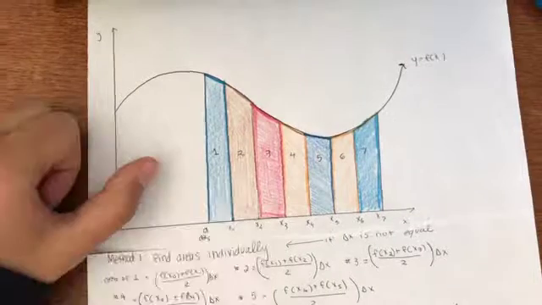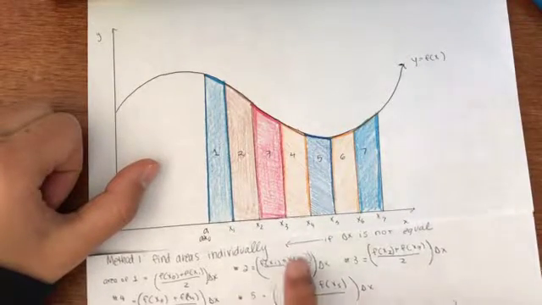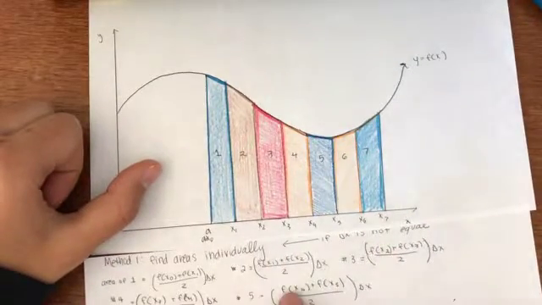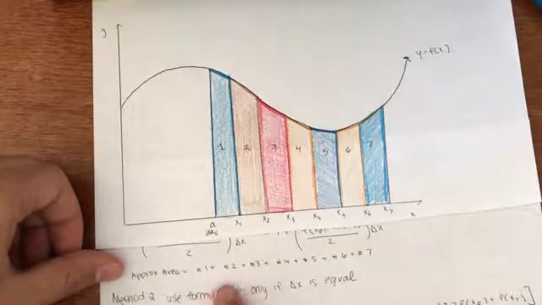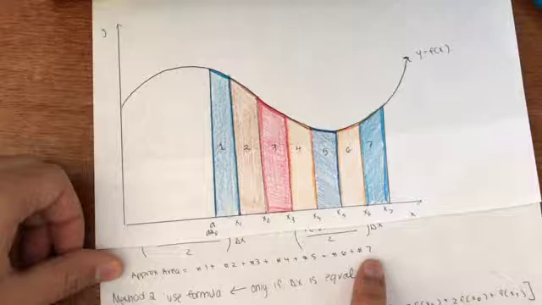The same process can be done for each of the trapezoids, and to find the total area, the areas of each trapezoid will be added together.